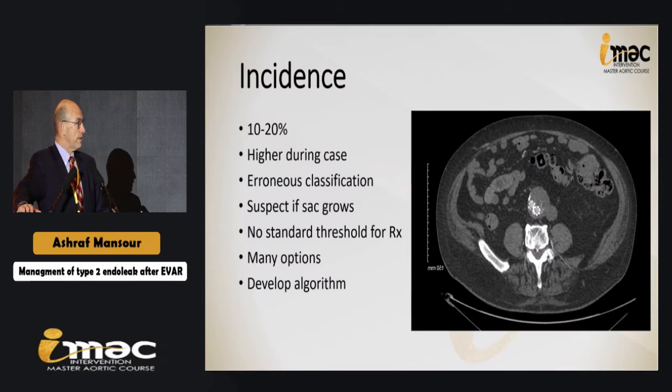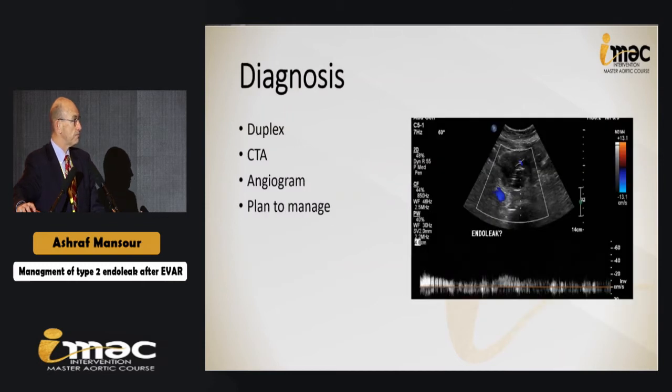Sometimes patients are labeled as having type 2 endoleak, and that is an erroneous classification, and it should be an unknown type of endoleak. I think most of us would suspect a type 2 endoleak if the sac continues to grow despite everything being sealed proximally and distally. The thing I want to emphasize is that there is no standard threshold for treating type 2 endoleak, and this might be something we can discuss after the talk. I'll cover some options and talk about an algorithm.